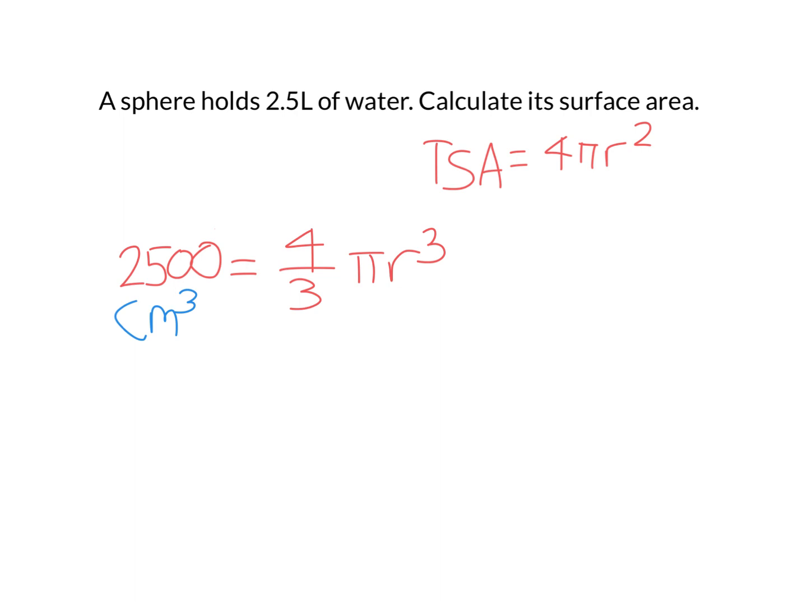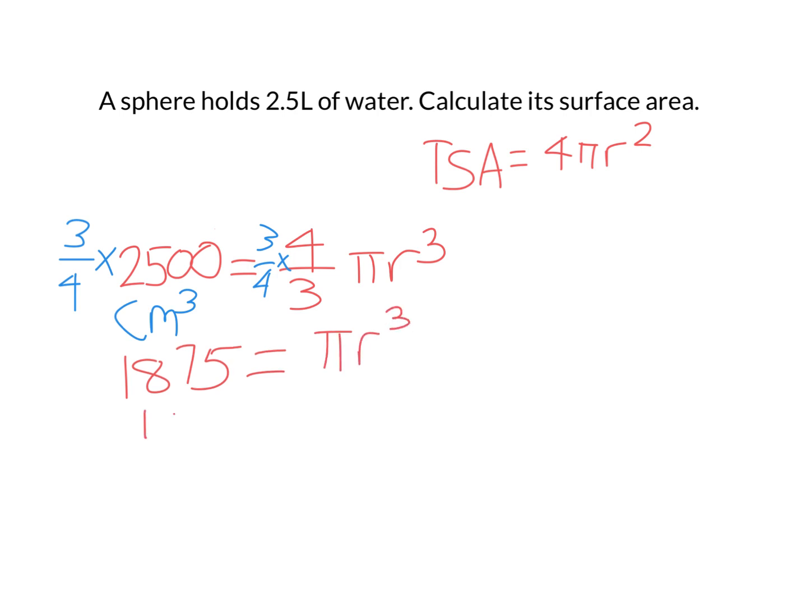We want to get r by itself, so let's get rid of the fraction. So we can undo timesing by 4 over 3 by multiplying by 3 over 4, because 3 over 4 times 4 over 3 is 1. And what you do to one side of the equation, you must do to the other. So 3/4 of 2,500 gives us 1875. That equals pi r cubed.